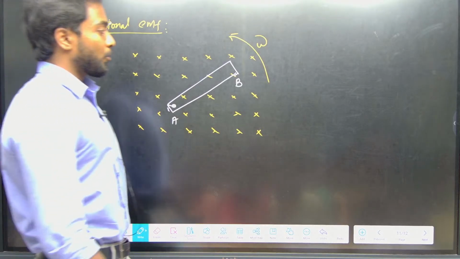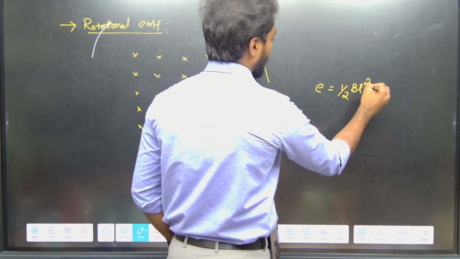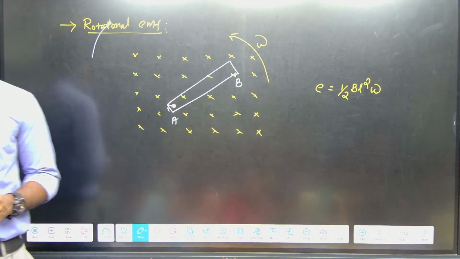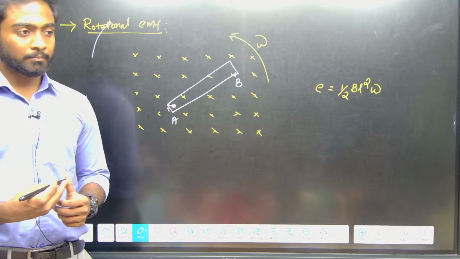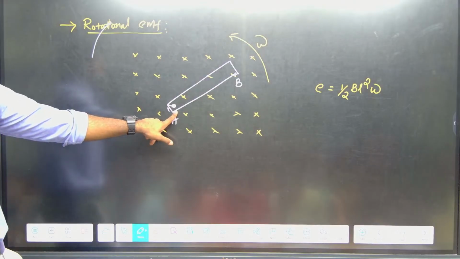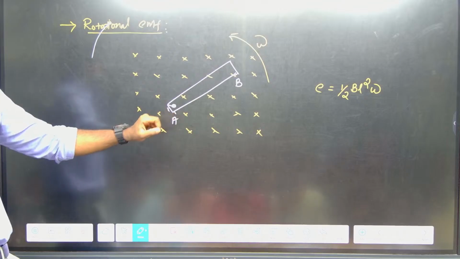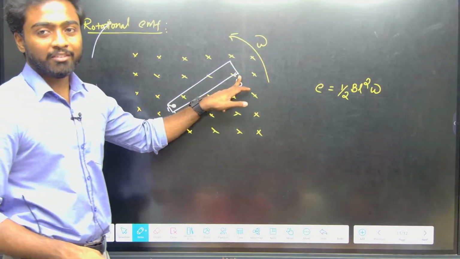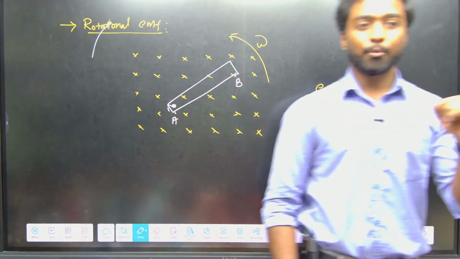And the formula for the induced EMF is E equals half B L square omega. The fixed point is always called the positive pole, and the free end is called the negative pole. Fixed end is positive pole, free end is negative pole.